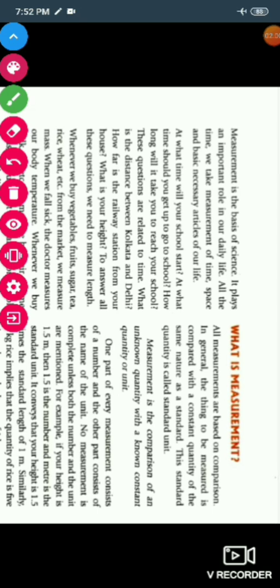This is the definition of measurement. Measurement is a comparison of an unknown quantity with a known constant quantity or unit. So, measurement is a comparison between an unknown quantity and a known quantity or unit.